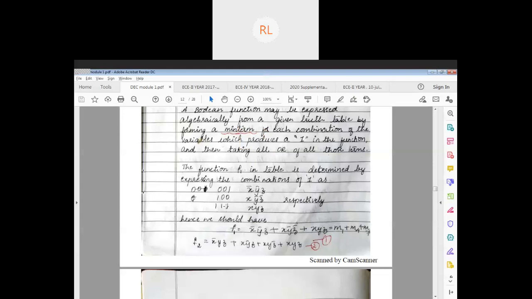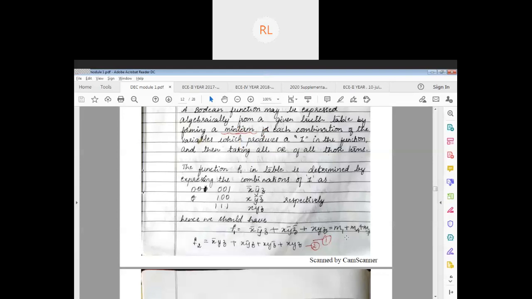So whenever there is a 0, it becomes a bar. Now why is it y? Because the first bit represents x, the second bit represents y, and the third bit represents z. If it is a 1, it is just a normal alphabet, and if it's a 0, I go with bar. Similarly I get this equation, so I am going to add up all these three: x bar y bar z, and then x y bar z bar, x y z.